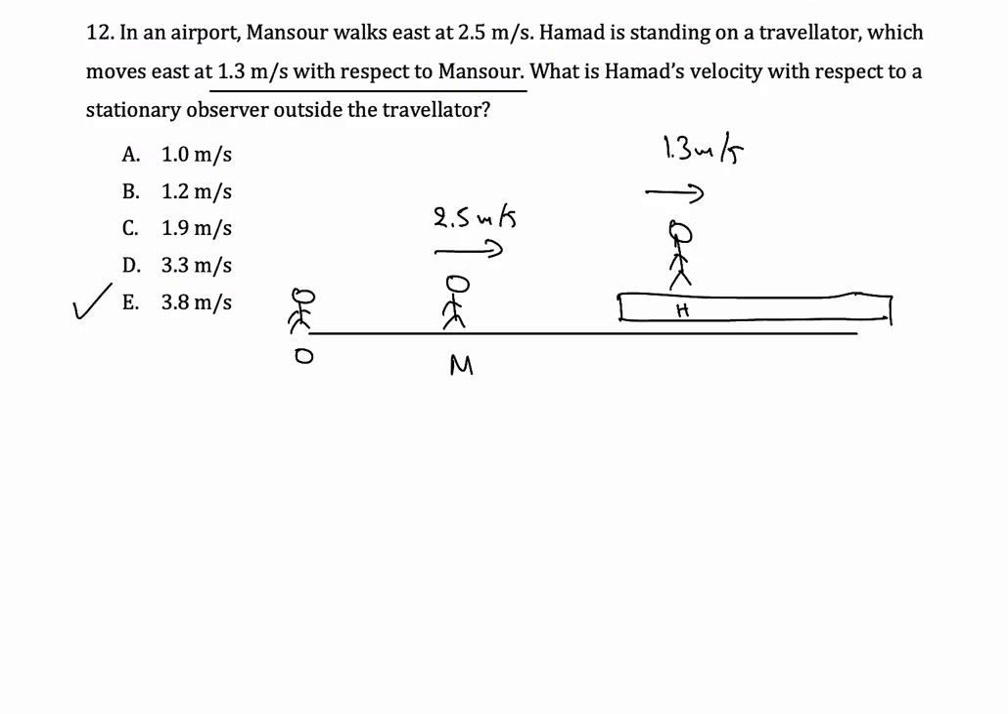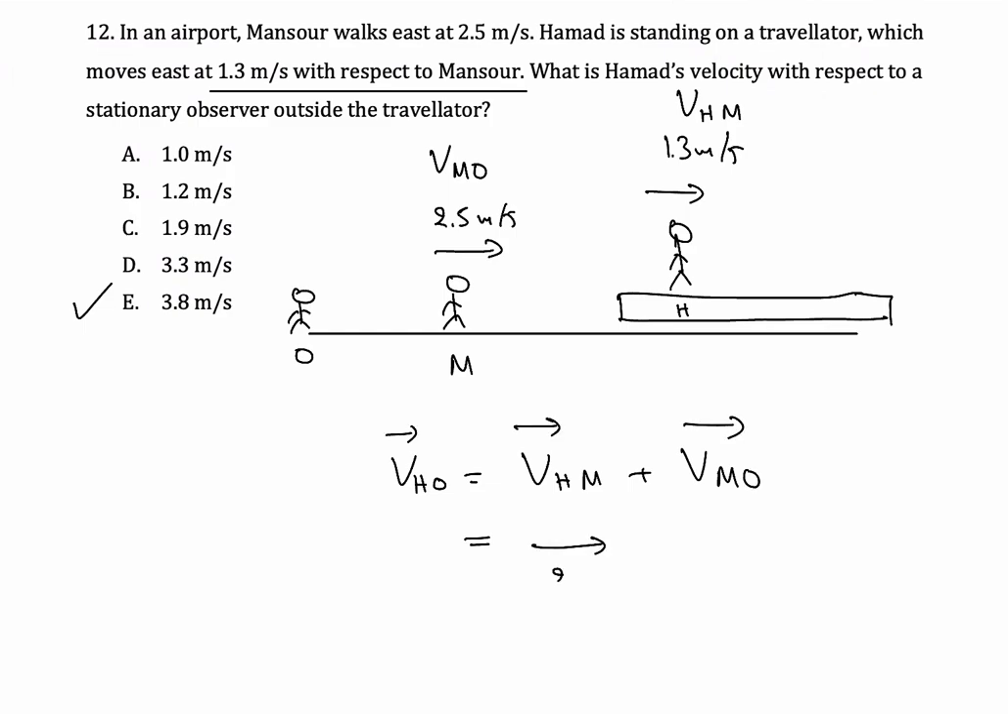However, if we cannot understand this with common sense, we can try to say that this is the speed of Mansour relative to the observer, this is the speed of Hamad relative to Mansour, and the speed of Hamad relative to the observer will be equal to the speed of Hamad relative to Mansour plus the speed of Mansour relative to the observer. So we have to add the 2.5 meters per second to the right plus the 1.3 meters per second to the right, and this is 3.8 meters per second to the right.